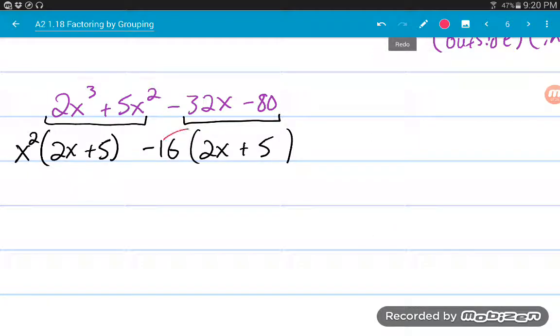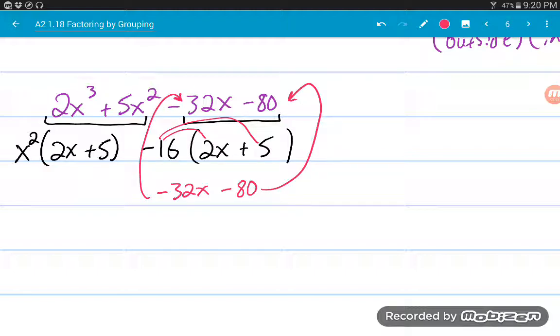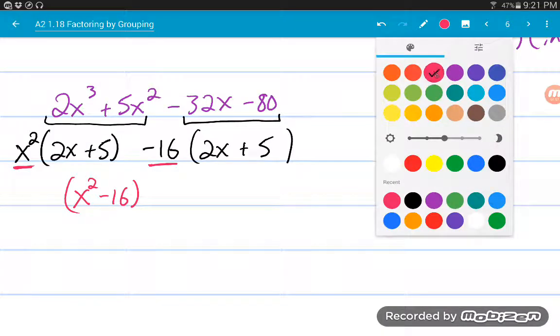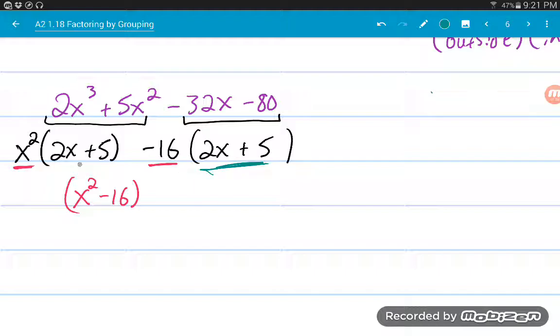If you didn't believe me, negative 16 times 2x is negative 32x. Negative 16 times 5 is negative 80. And look at that. Okay, so just a little proof that it worked. I'm going to combine my outside stuff, x squared minus 16, and my inside stuff, which once again is identical, and that's going to be 2x plus 5.